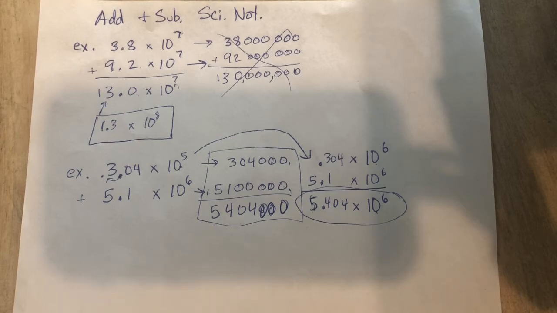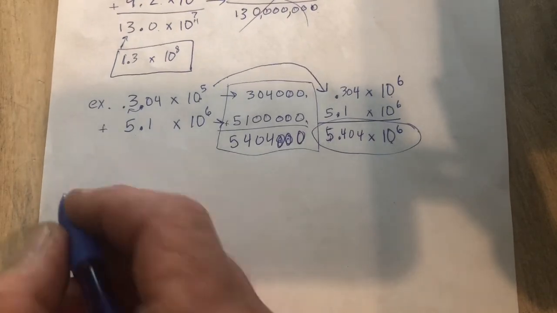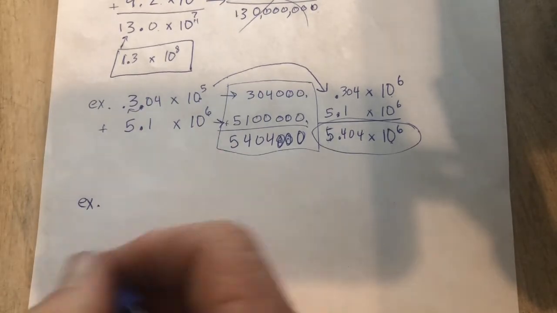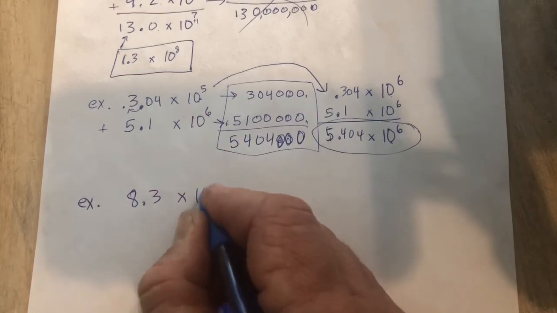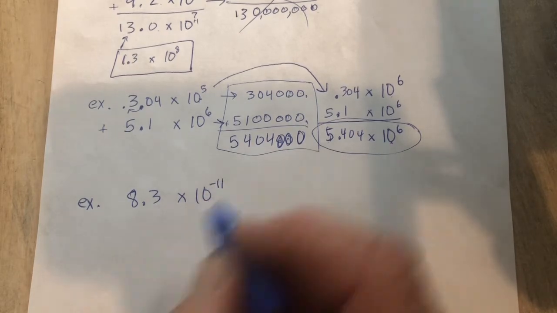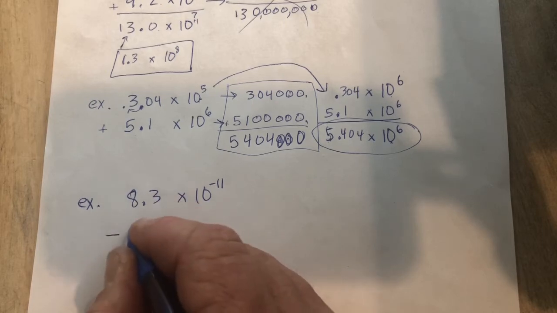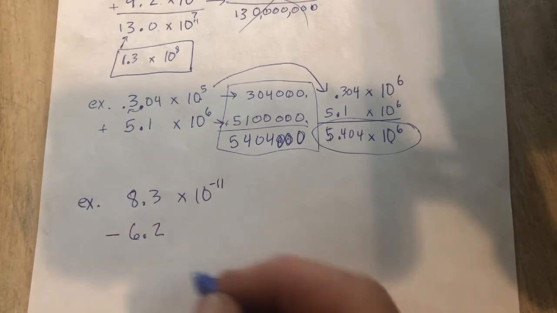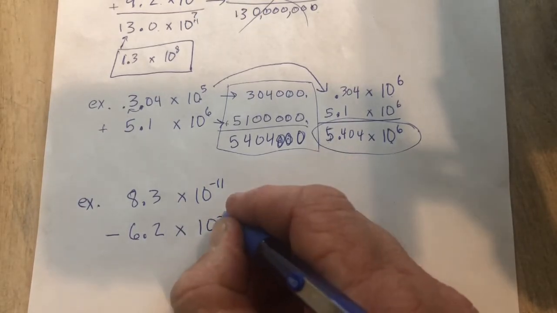Okay, let's take a look at subtracting. Same rules apply for subtracting as adding, so there's really nothing new to learn there. But let me go ahead and come up with an example. Let's say we've got 8.3 times 10 to the, let's make a negative power of 10 because those can be trickier for some people. So let's go with negative 11th power, and then minus 6.2 times 10 to the negative 10th.